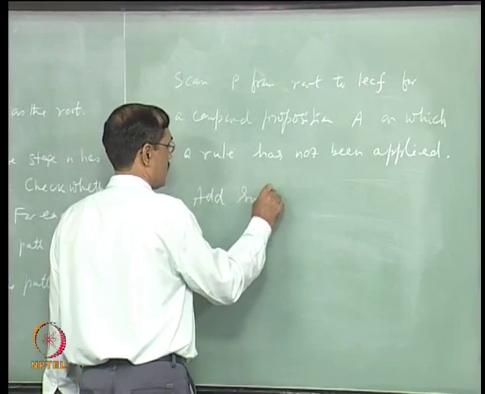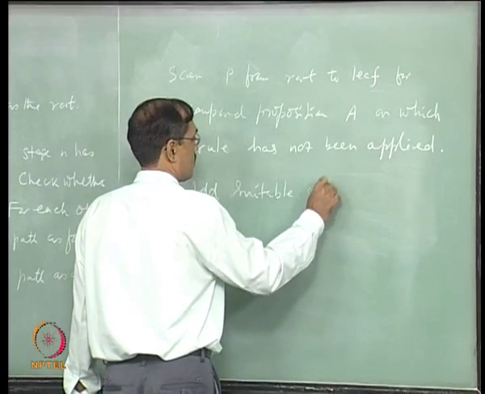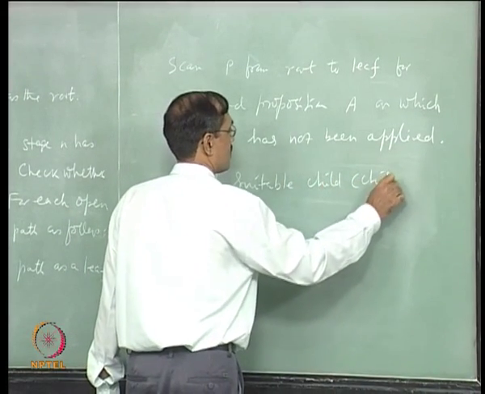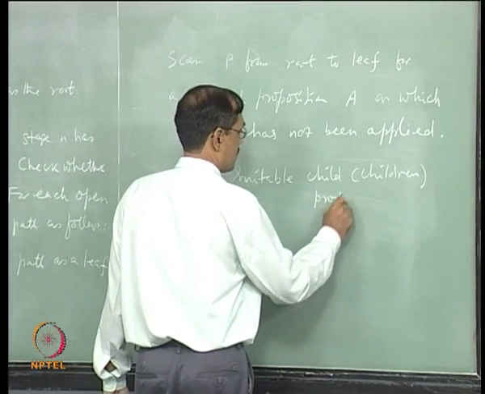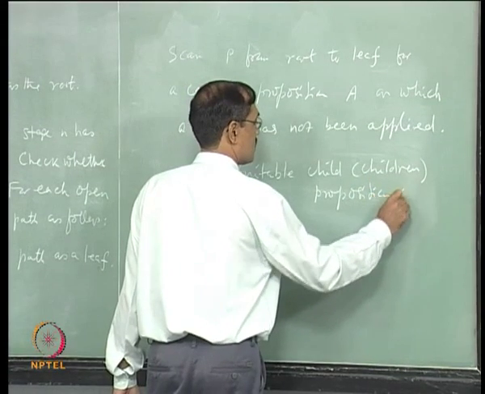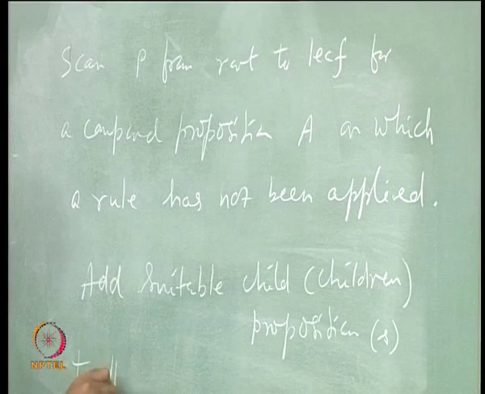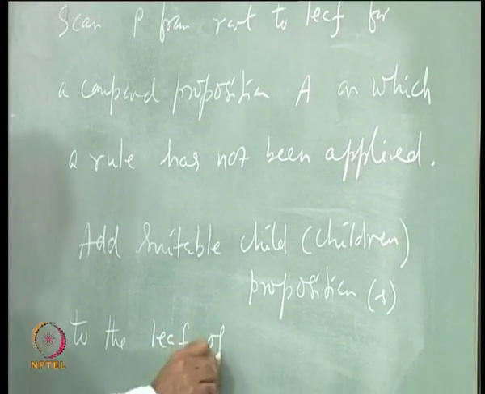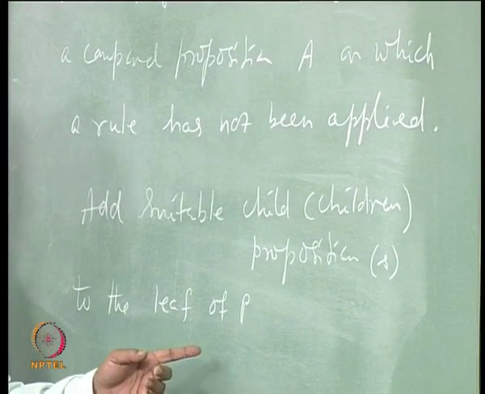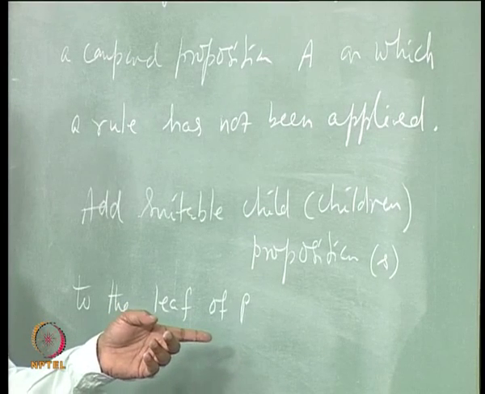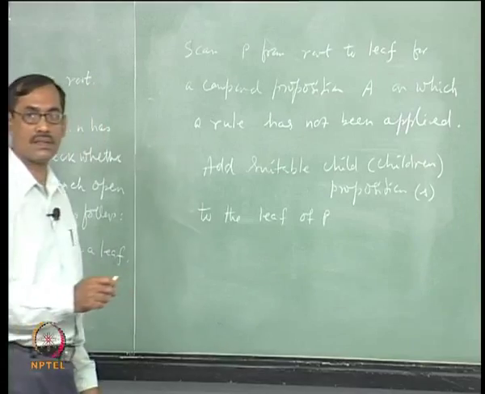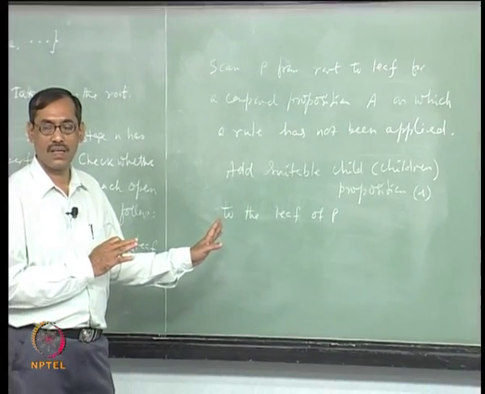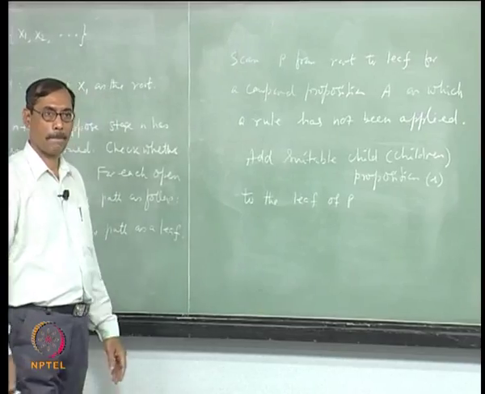add suitable child or children, or you can write propositions, to the leaf of row. Now, it is really for x n; x n is at the root now, leaf x n plus 1, right. So, leaf of row, this is how you expand. So, one step of the expansion is over. This is what we have to perform in stage n plus 1, right.